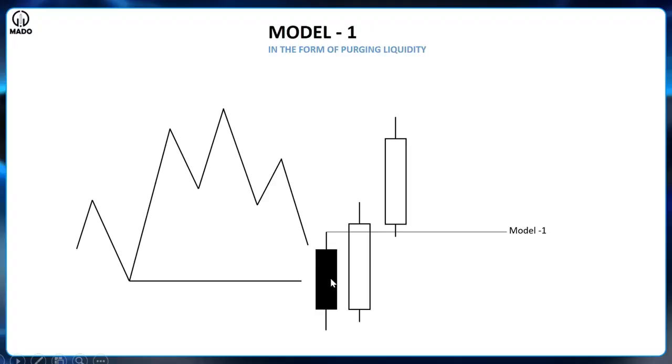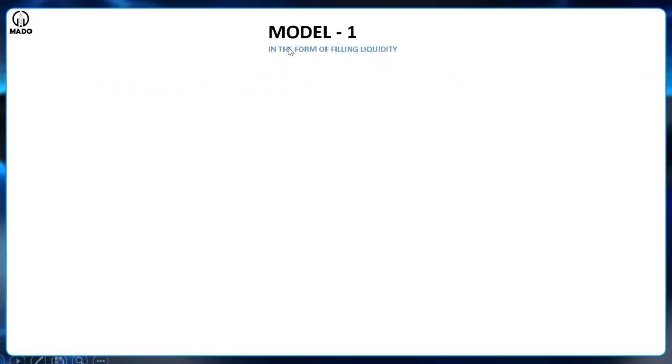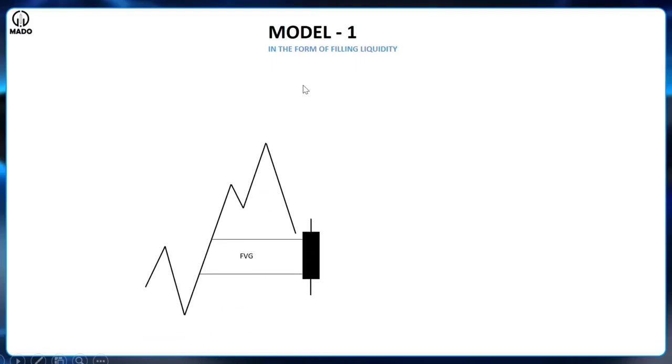Model 1 entry. In summary, the candle that purges liquidity by digging below or above and then gets engulfed becomes our Model 1 entry. Okay, now Model 1 in the form of filling liquidity. The second way Model 1 works is through imbalance rebalancing, right? When a candle fills liquidity by rebalancing an FVG, and then that candle gets engulfed, it becomes our Model 1.